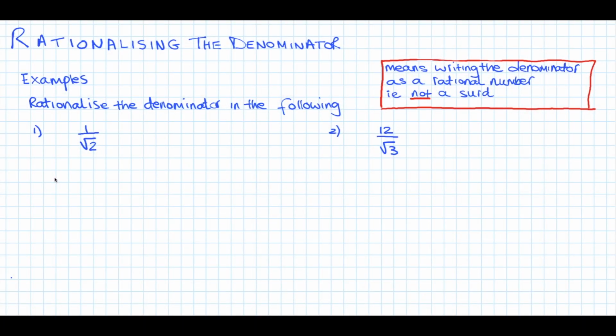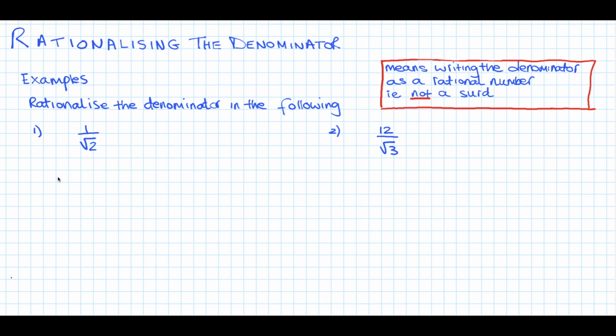Now, today's topic is rationalising the denominator. And that simply means writing the denominator as a rational number, i.e., not a surd. So let's do some examples. Rationalise the denominator in the following questions.